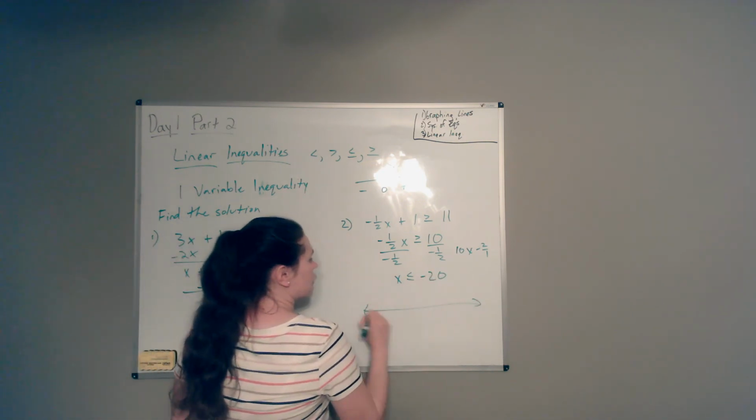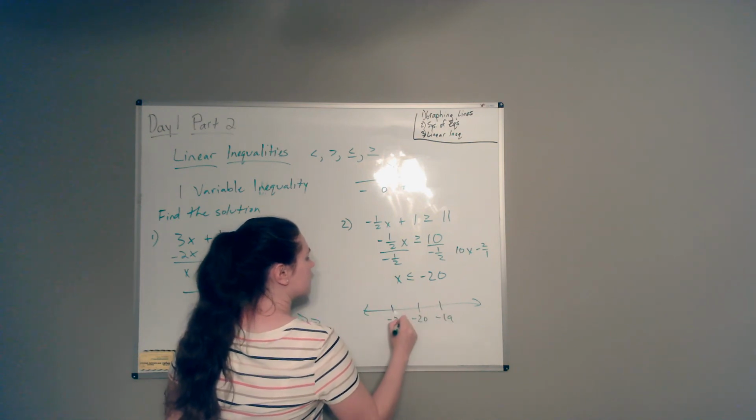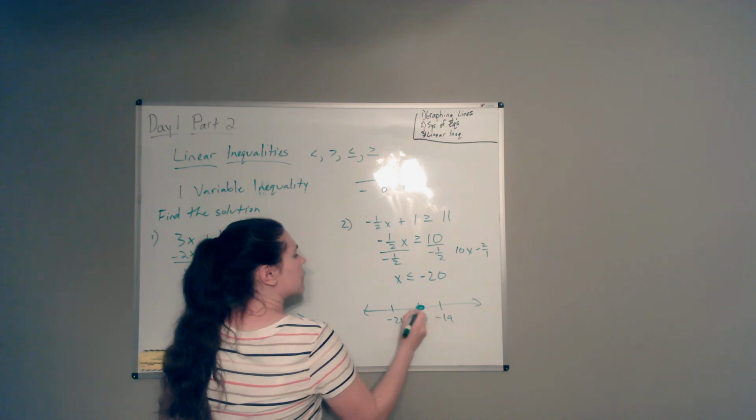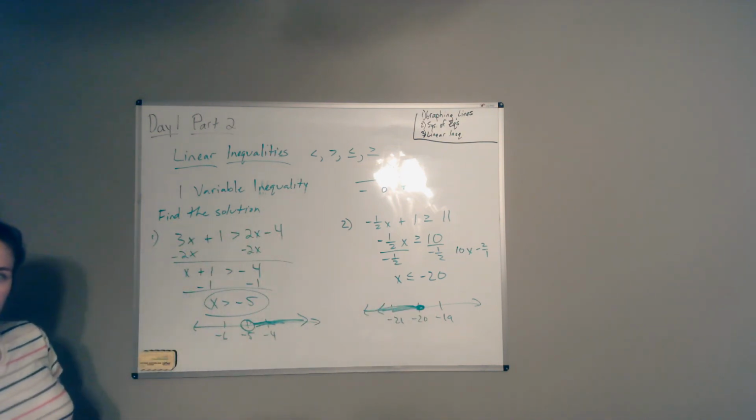That's just shown. You put it on a number line. Here's -20, here's -19, here's -21. This time, closed circle at -20, and we shade to the left.